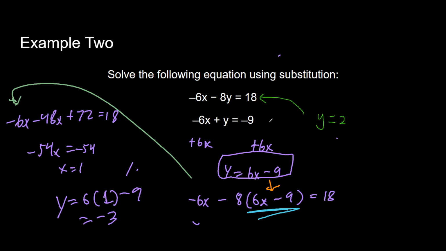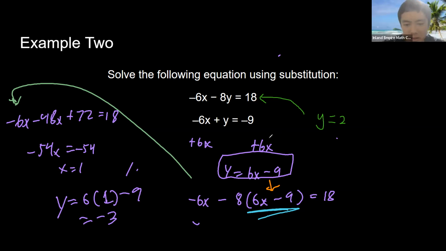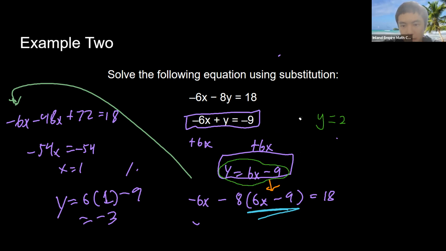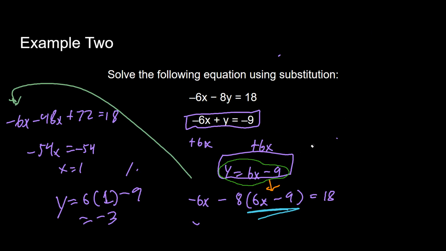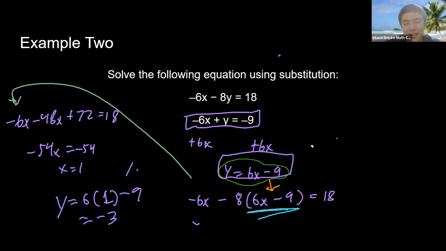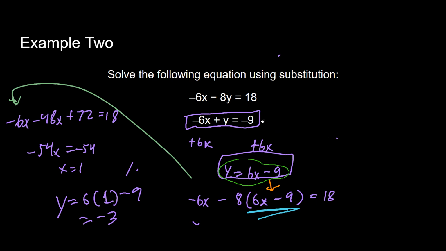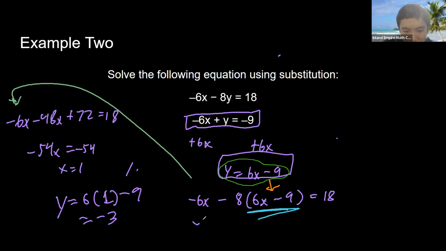Yeah. Right, okay. So then if y doesn't equal 2 and instead it equals this, then what would you do? You would replace y with 6x minus 9, right? Right, because since y equals 6x minus 9, you just have to replace y with that and you get the same equivalent expression. And that is exactly how we got this equation. Does that make sense? It's from here.